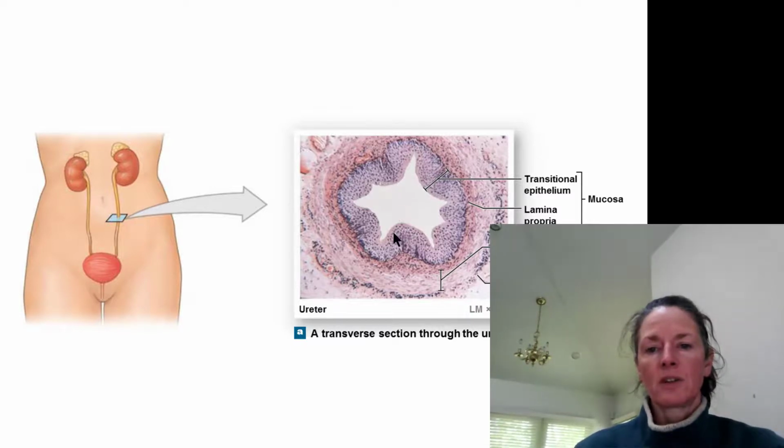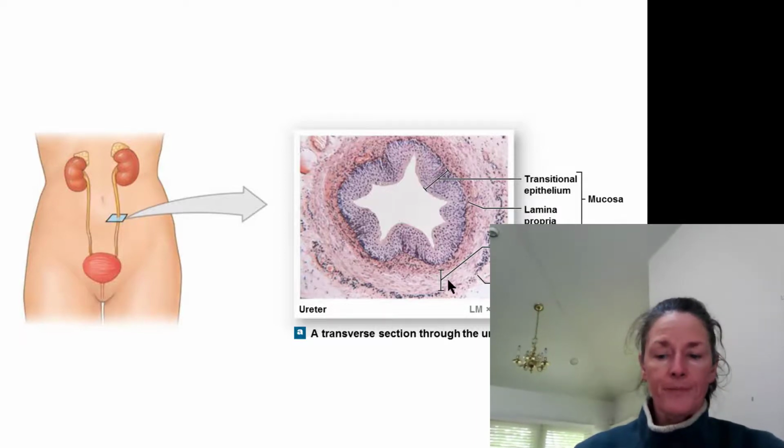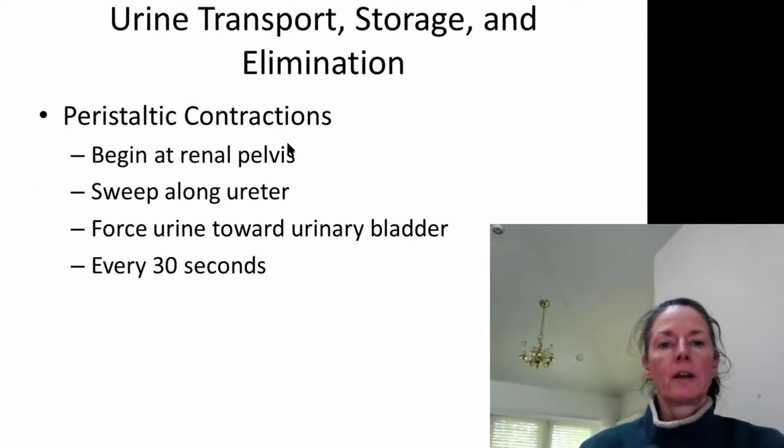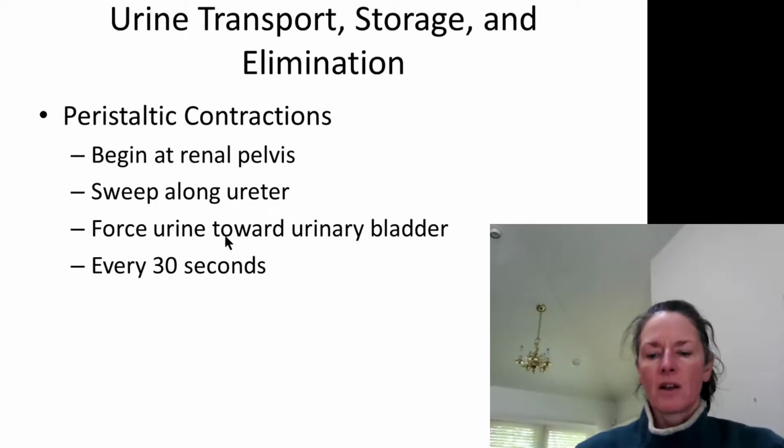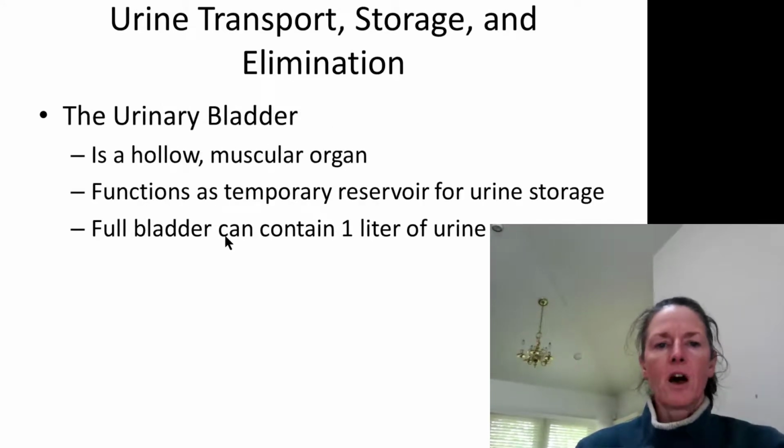And so we have this distensible wall here, and then we're going to have our lamina propria right under that, and underneath that, our muscular layer. All right, so basically, we're going to have peristaltic contractions that are happening all the time. They're going to be happening at the renal pelvis, forcing urine toward the bladder about every 30 seconds. And eventually, the bladder will fill up.